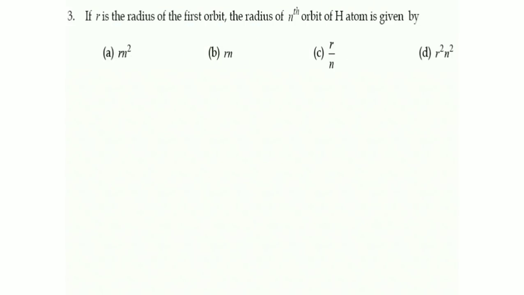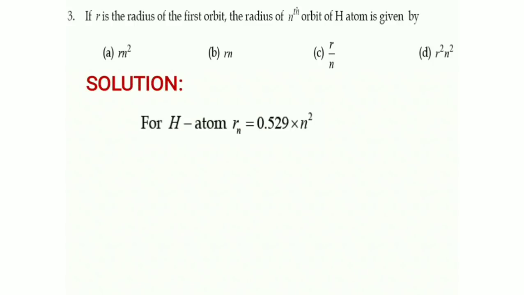Then, if R is the radius of the first orbit, the radius of the nth orbit is given by. Very simple. The radius of the hydrogen atom, if you write, is 0.529 into n square. So 0.529 is nothing but the radius of the first orbit. Hence, remember, the answer for this question is R n square.